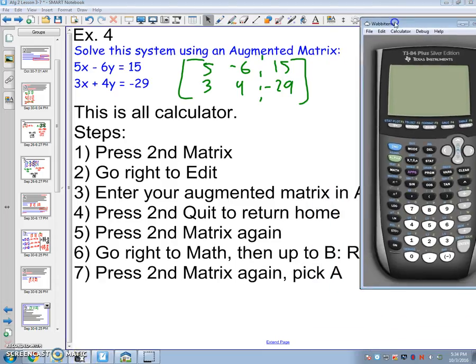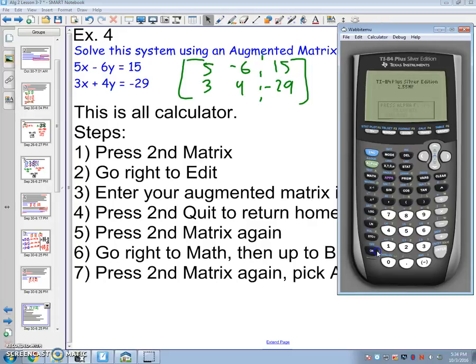Time to learn the steps. In your calculator, you can put a matrix. You are going to go to second x negative 1, underneath math. You see matrix. Go right to edit. Click A. Enter your augmented matrix. It's 2 rows, 3 columns. So my first row is 5, negative 6, 15. My second row is 3, 4, negative 29. Once you type your numbers in, click second quit to go back to the home screen.